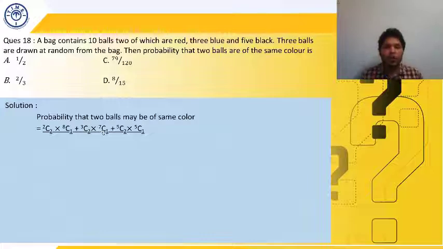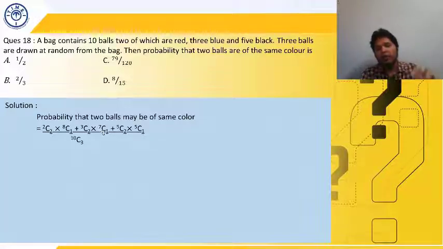What if there would have been no condition of 2 balls being the same color? So we would have been selecting 3 balls out of the 10 balls. And if there is no condition, in how many ways can we select 3 balls out of 10 balls? 10C3 ways. That is going to be the total number of combinations for this case.